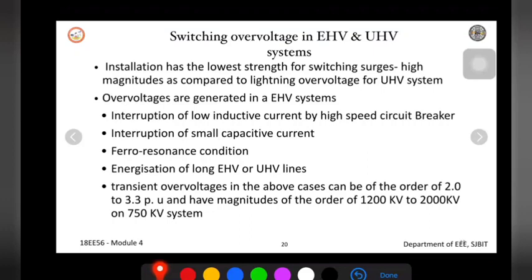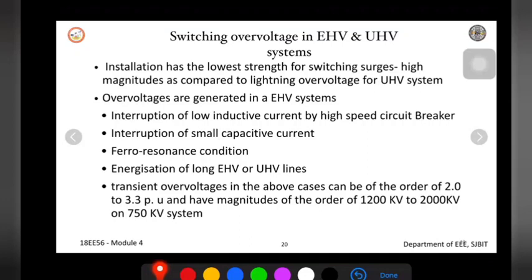The second one, interruption of small capacitive current. This is because we are trying to switch off unloaded lines. Even though we have a transmission line, if no load or no feeder is connected to that transmission line, in that case there will be an interruption of a small capacitive current.